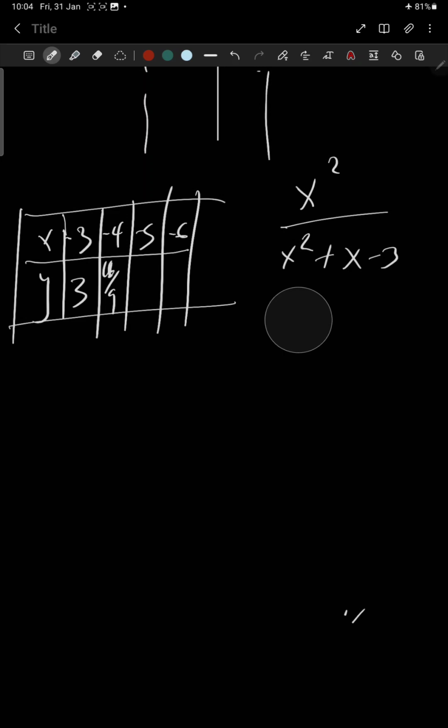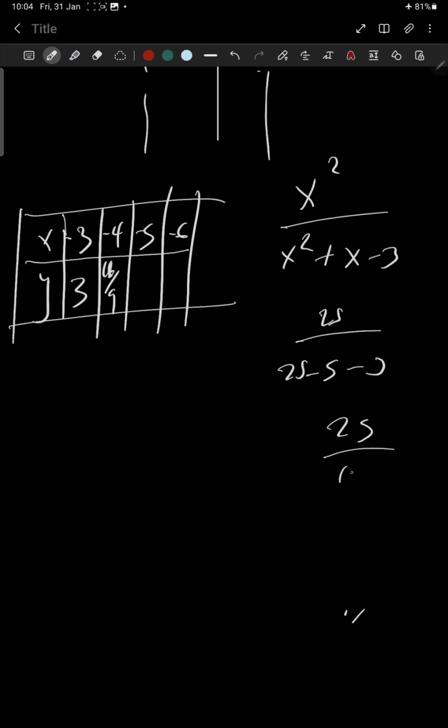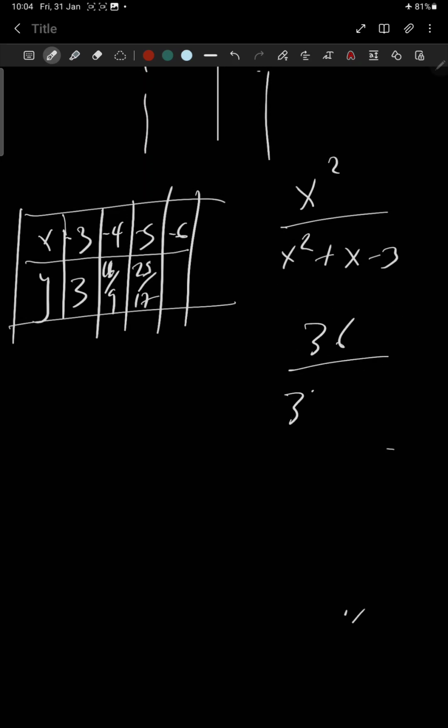Okay, when I replace 5, this will be 25 over 25 minus 5 minus 3. This will be 25 over 17. Okay, if I replace 6, this will be 36 over 36 minus 6 minus 3. This will be 36 over 27. Okay, now 36 over 27 is just 1 point something.